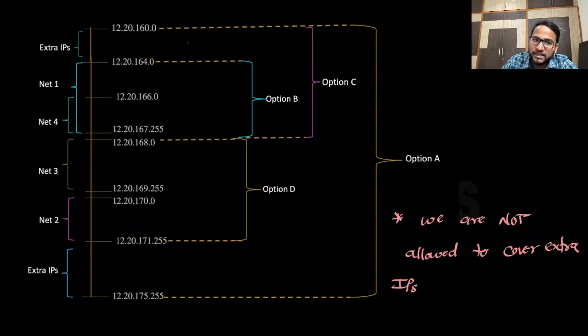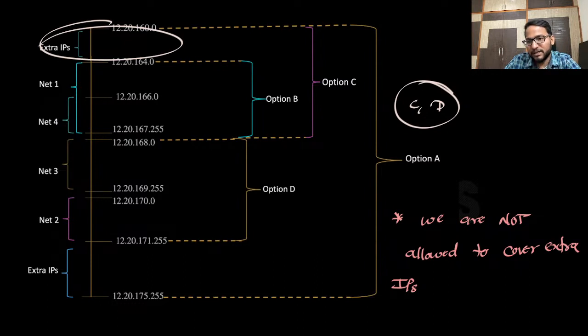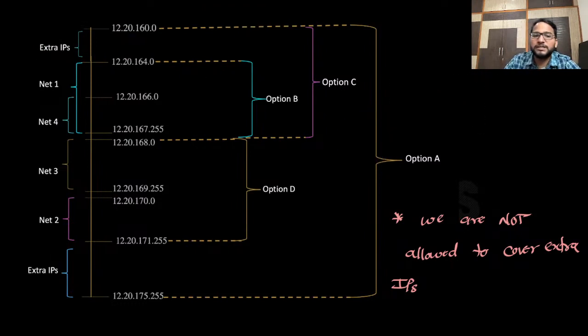Option C, for the same reason, is also wrong because it is also covering some extra IPs. I mean, option C cannot be the answer, and C and D cannot collectively be the answer. Although C and D are covering all of the networks, D is not covering anything extra, but C is covering something extra, right? Since C is covering something extra, let's suppose C and D is also not the answer, because we are not allowed to cover extra IPs. Then the only options remaining are B and C, B and D. Then B and D is saying network 1 and network 4 can be covered, and then network 3 and network 2 can be aggregated. So basically option B and D is the answer.